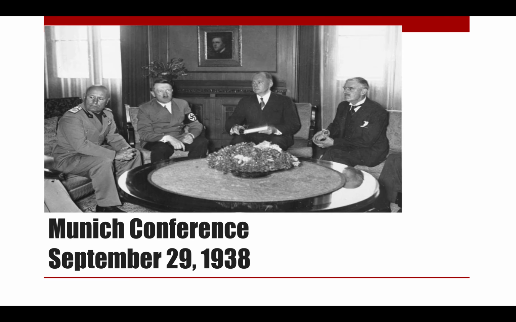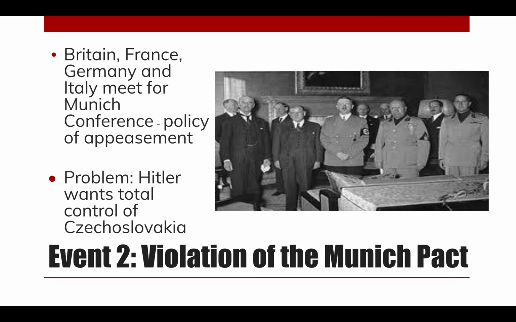So in the Munich Conference in 1938, we have people get together. You'll notice Hitler in that picture very clearly, as well as leaders of Great Britain and France and Germany and Italy all get together. And the big idea is, well, we should appease, give in to the toddler in the toy aisle, and give Hitler the Sudetenland.